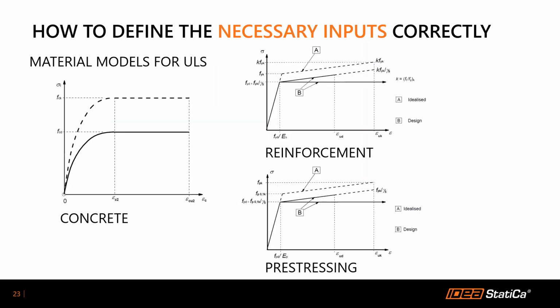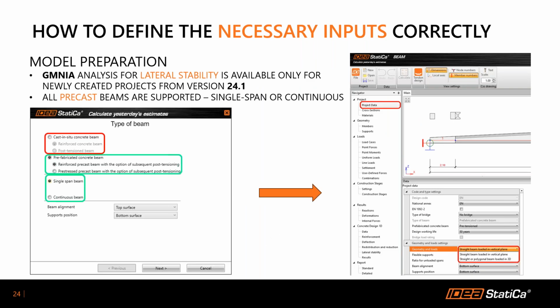To start from the beginning, I would like to introduce you to the material models used for this calculation. We are in ultimate limit state at the moment. So here are the diagrams for concrete, reinforcement, and pre-stressing. For concrete, we use a parabolic rectangular diagram. For reinforcement and pre-stressing, we use a bilinear diagram with horizontal or inclined top branches.